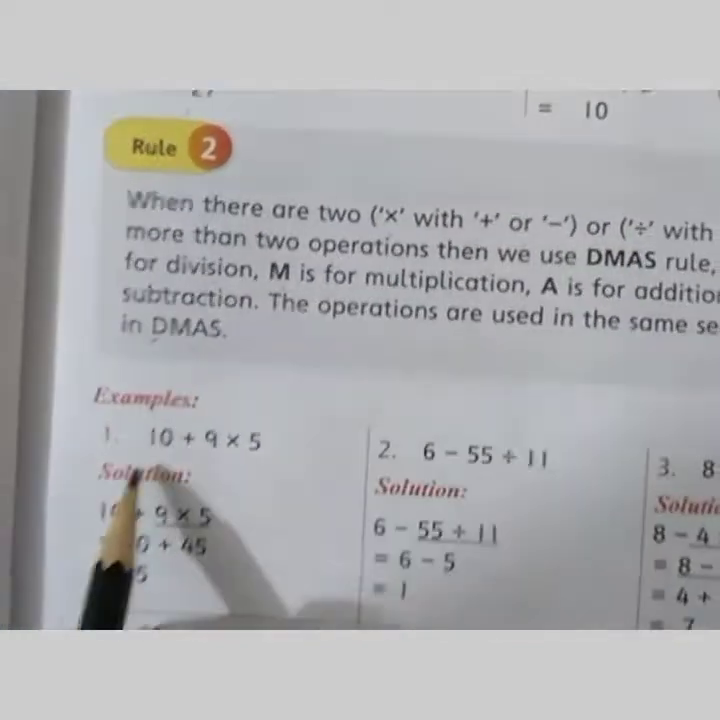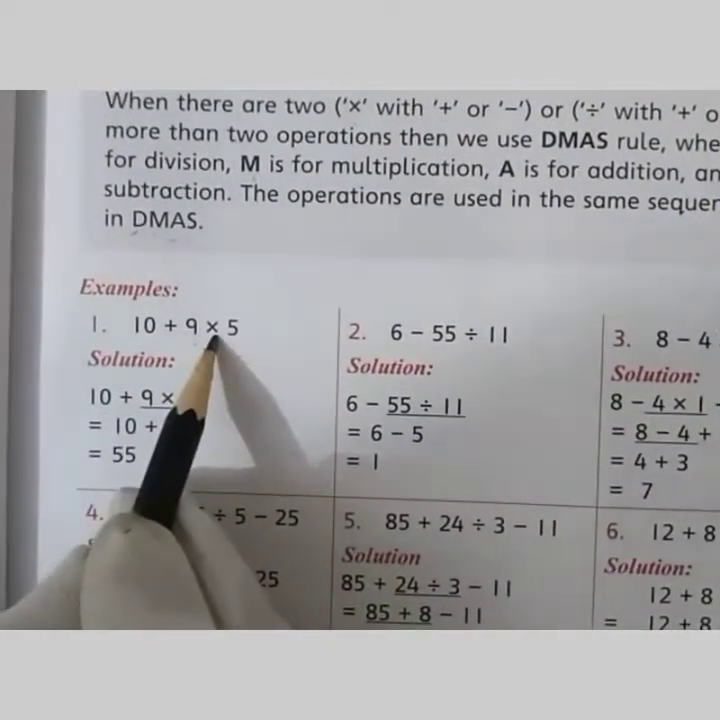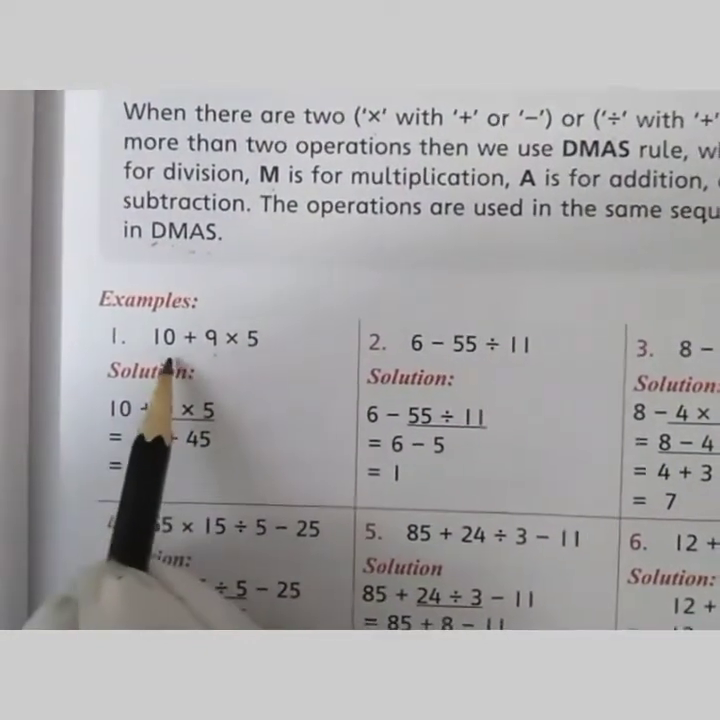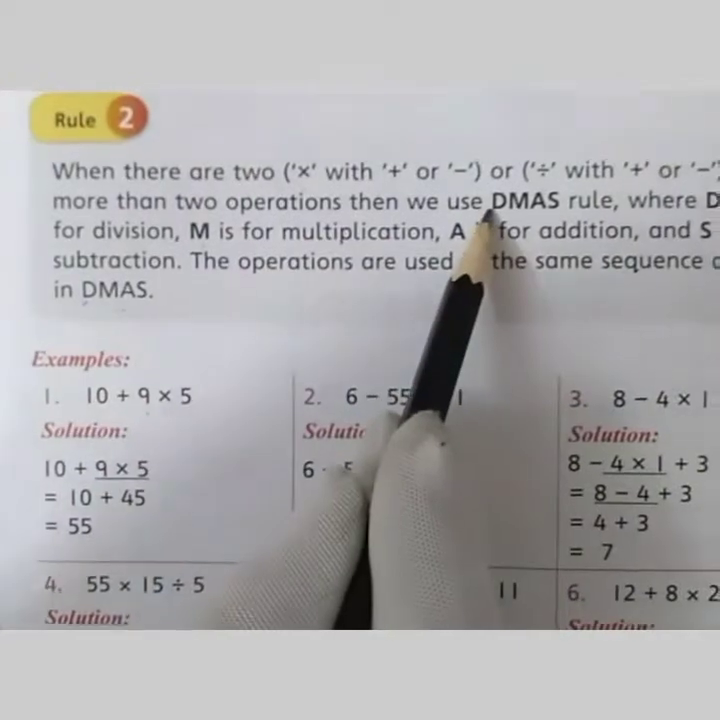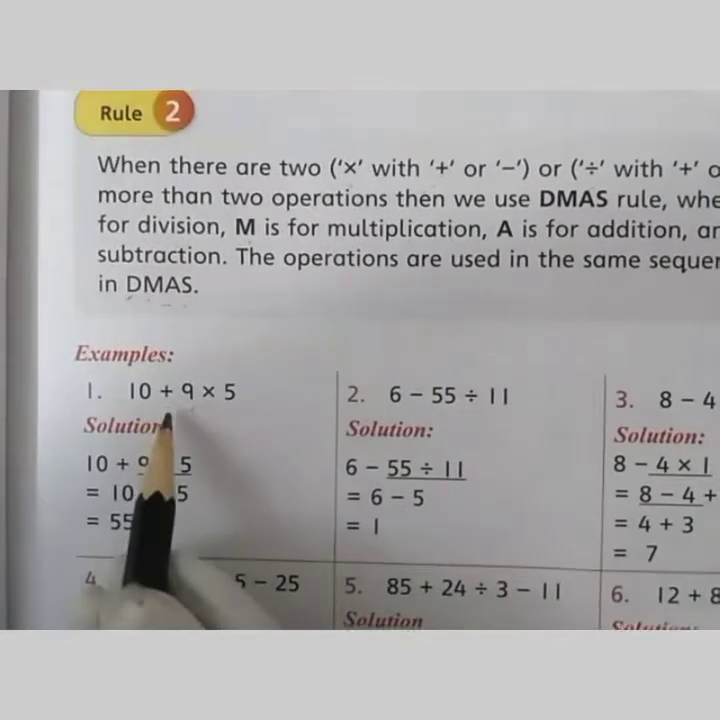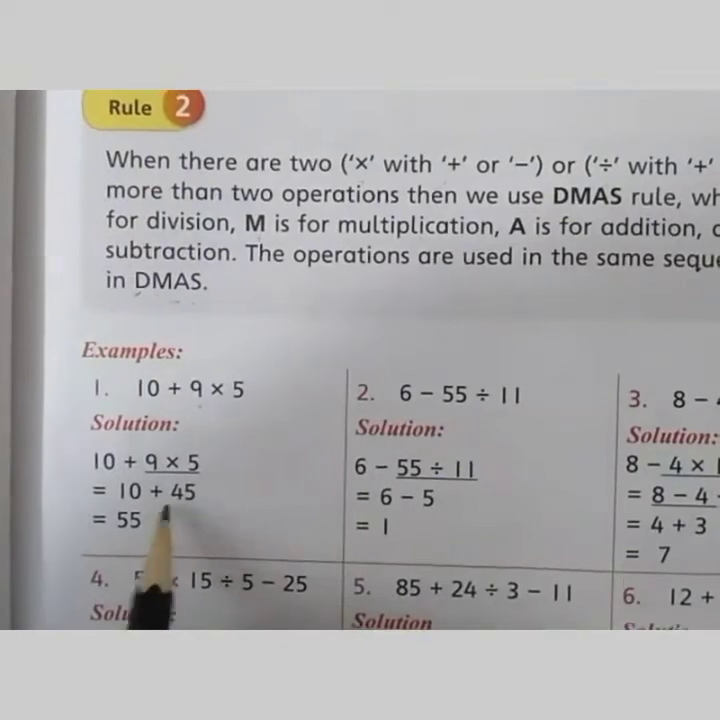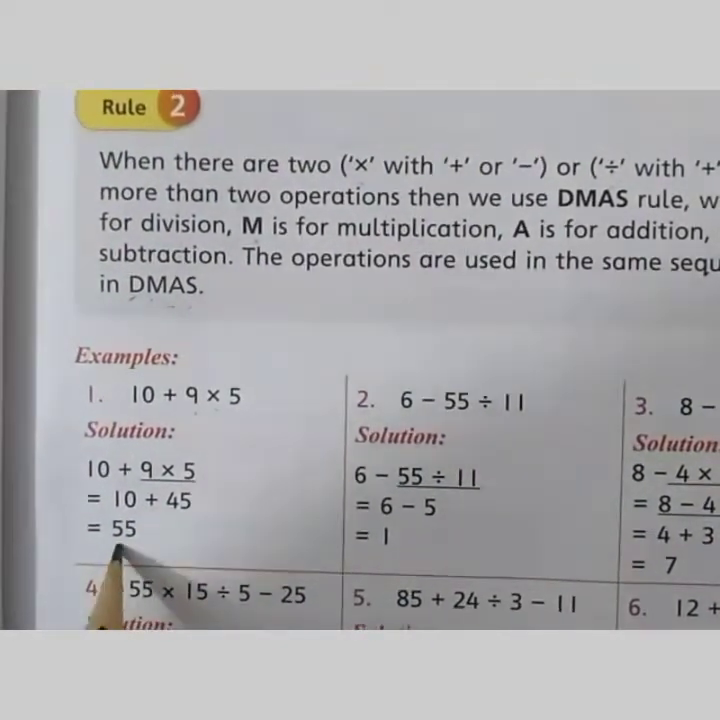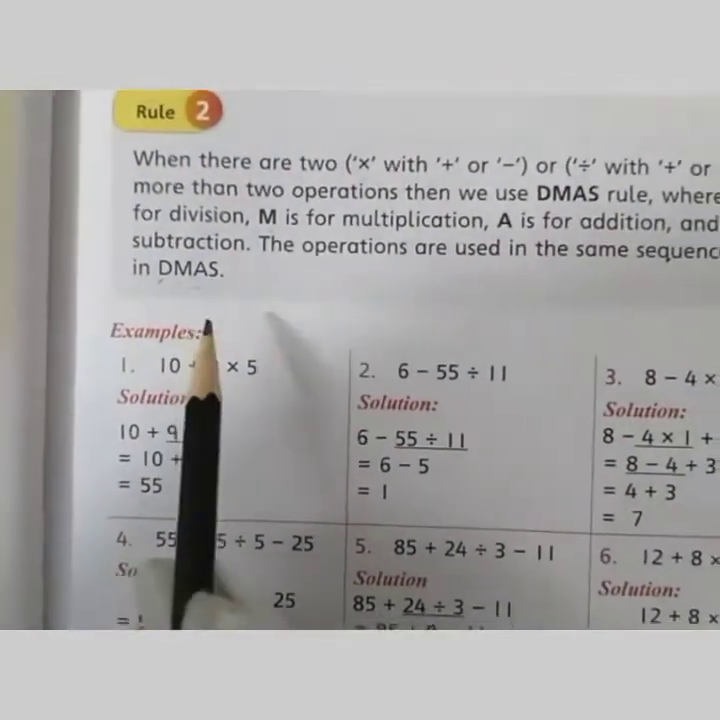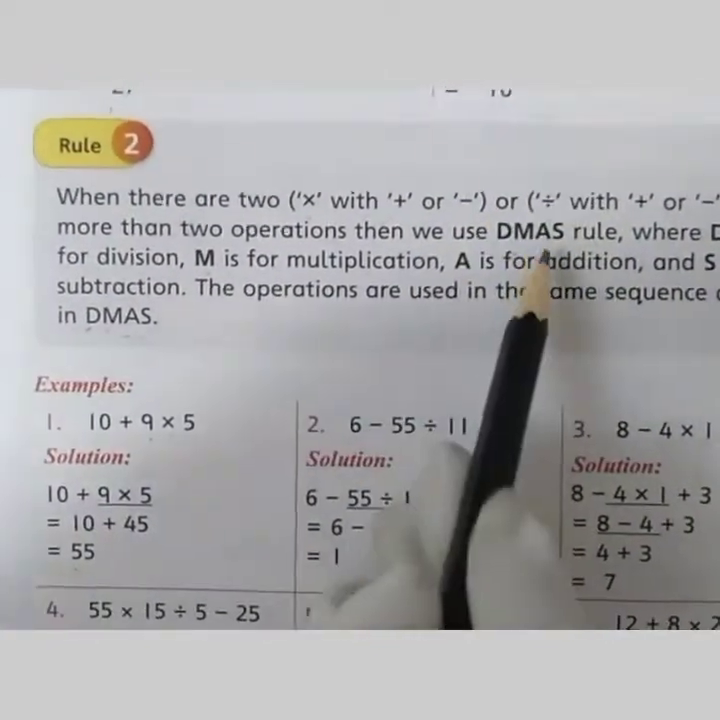Look at the example. Here are more than 2 operations: 10 plus 9 multiplied by 5. According to the DMAS rule, what do we have to do first? Division, but there is no division. Then multiplication, yes. First we multiply: 9 multiplied by 5 is 45. Then addition, 10 plus 45, the answer is 55. In the DMAS rule, we first divide, then multiply, then add, then subtract.